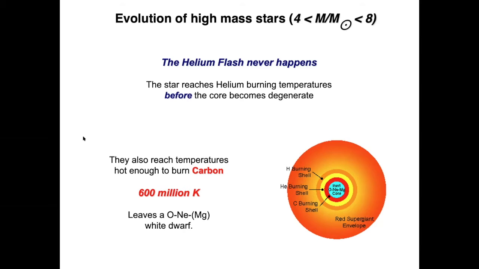Stars that are higher than that also achieve the temperature to burn carbon in an ideal gas, and that leaves an oxygen white dwarf. The temperature for that would be around 600 million Kelvin. So the structure of a star like that would have an inert oxygen core, a carbon burning shell, a helium burning shell, and then a hydrogen burning shell, and then a non-burning hydrogen envelope.